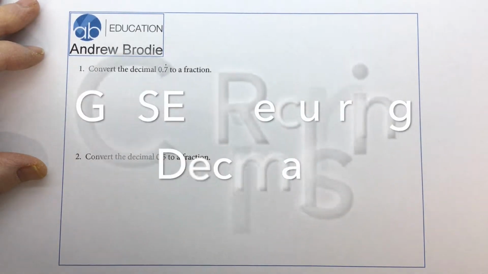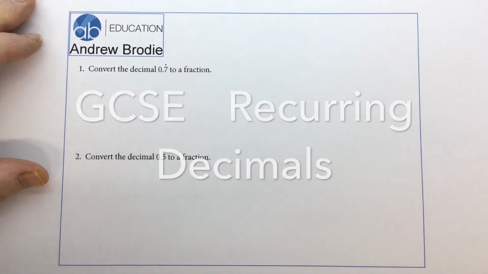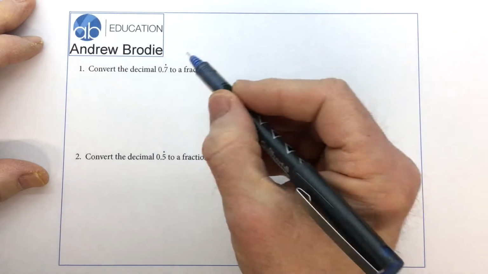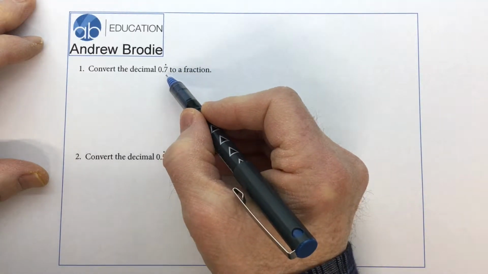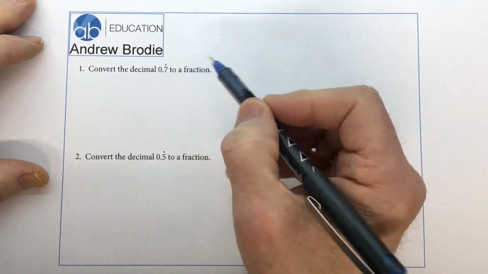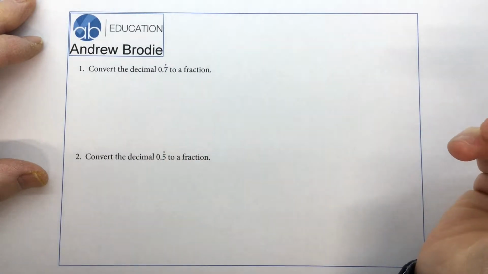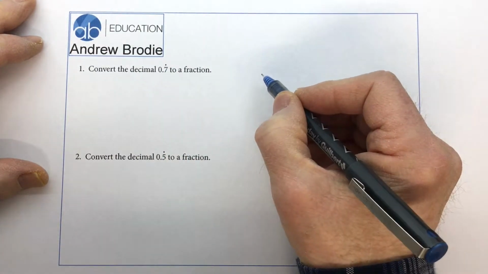Hi, we're looking at the process of converting recurring decimals to fractions. So here's the first example: convert the decimal 0.7 recurring to a fraction. We can see it's recurring because there's a dot over the 7. And this is really rather a nice little operation.